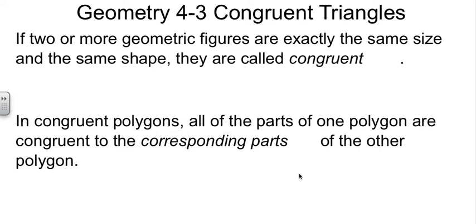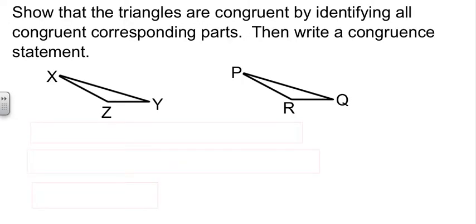You're already familiar with the idea of corresponding from corresponding angles in the last chapter. The ones that match up with each other. In polygons, some of the sides will match up with each other, and those sides are congruent to one another. Same thing with angles, some of the angles will match up. So, specifically talking about triangles, we need to identify the corresponding parts here, and then we'll write a congruent statement.